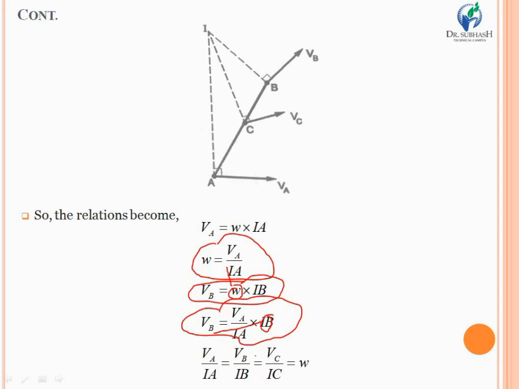So in that way we can write the general equation: VA upon IA is equal to VB upon IB, which is equal to VC upon IC, and that is always equal to the angular velocity.